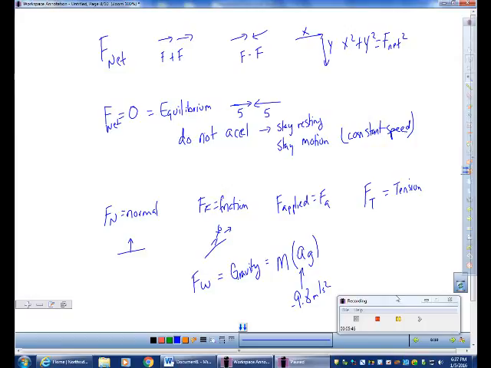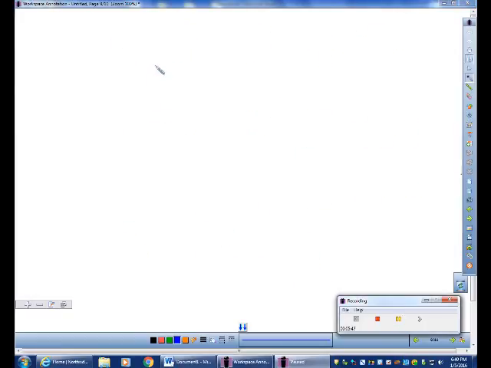When we refer to that acceleration of gravity affecting something at negative 9.8 meters per second squared, we call that free fall. Free fall is falling in the absence of all other forces but gravity.